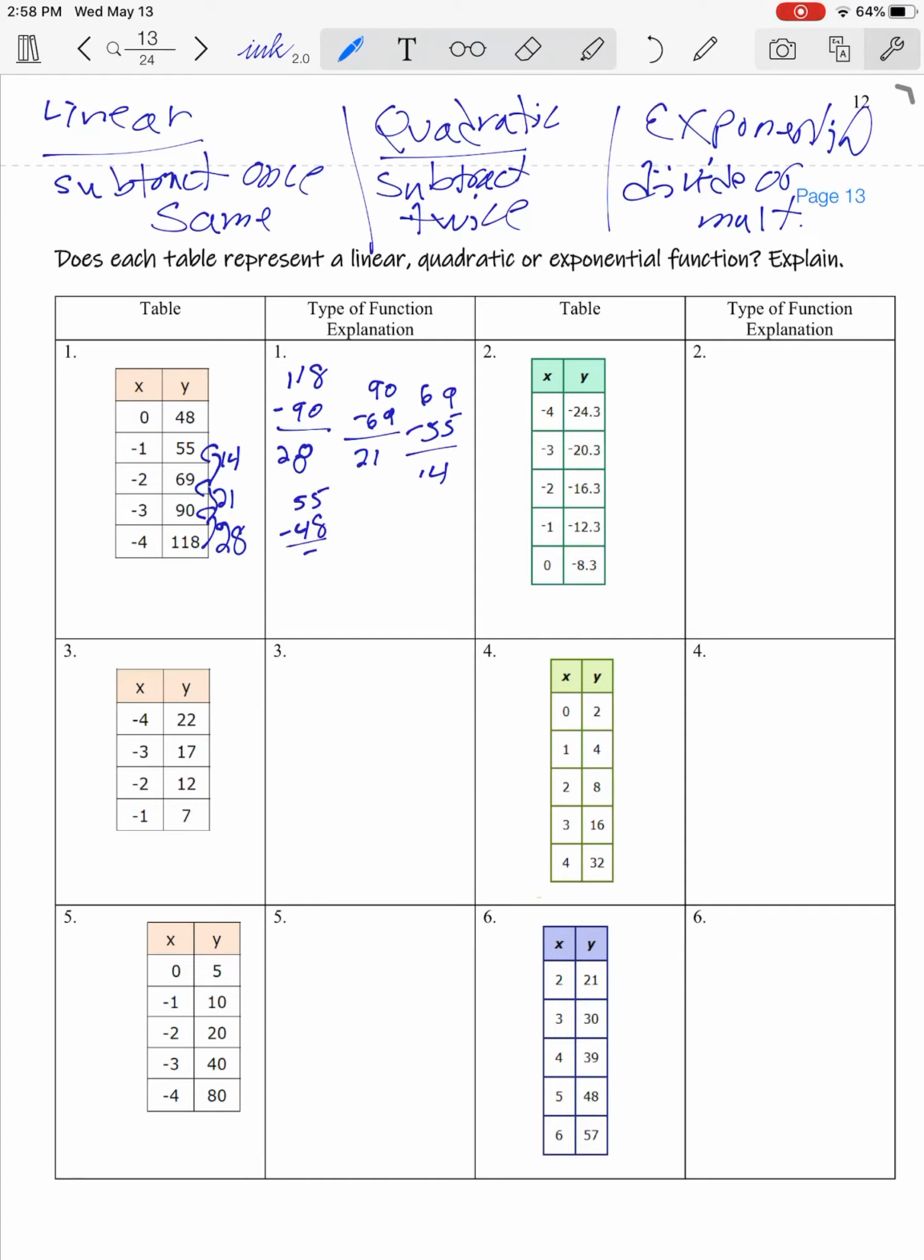Let's see if it'll be quadratic. Let's do 55 minus 48, and I'm gonna get 7. So I subtracted once, not linear. So we know we could either be quadratic or exponential, but let's subtract again. Let's do 28 minus 21, I get 7. 21 minus 14, oh, I get 7. 14 minus 7, I get 7. So as I subtract all of these, I get the same number. So I know this is quadratic.